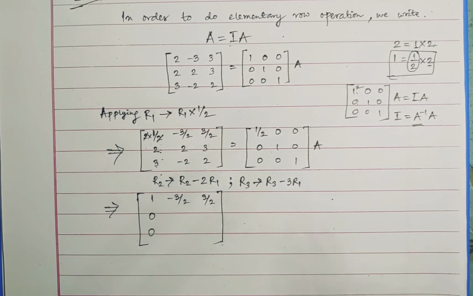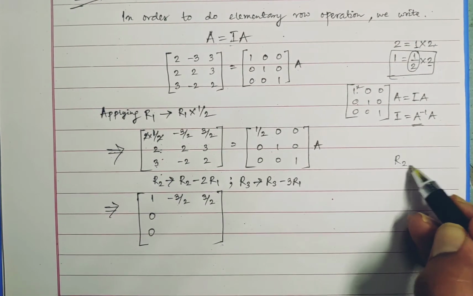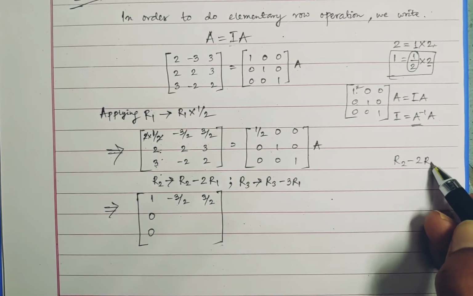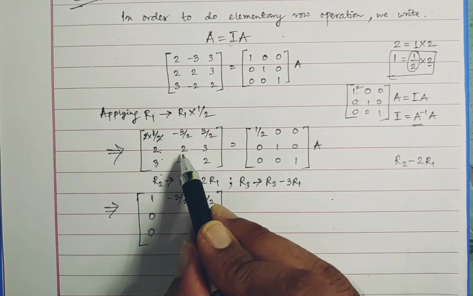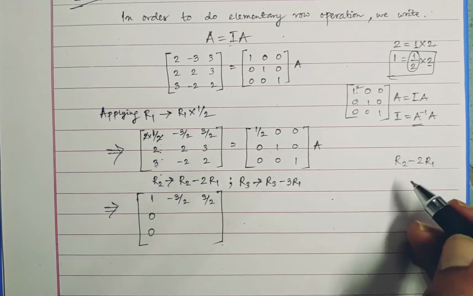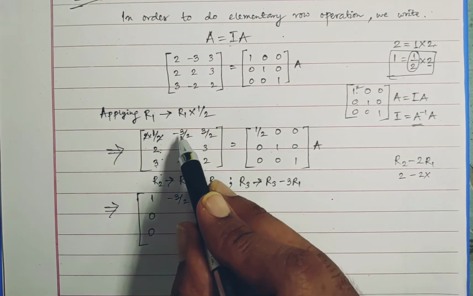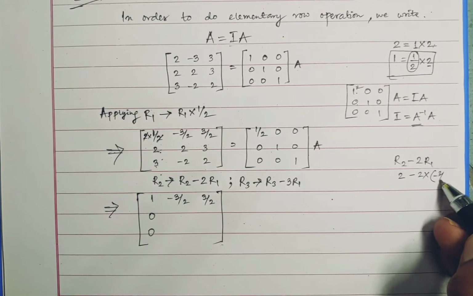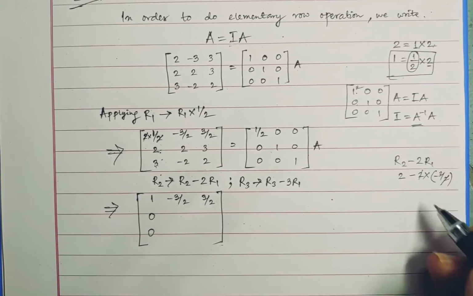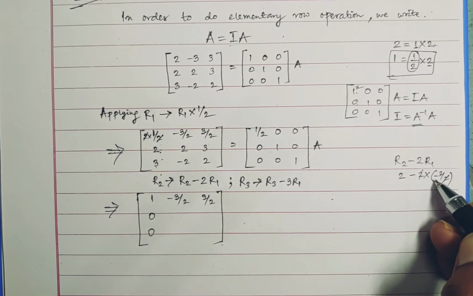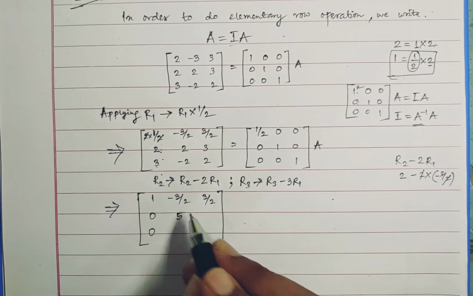So for simplification, let's write the operation like this. R2 minus 2R1. This element is done. Now R2 is what? 2. So right here 2 minus 2 into, what is the corresponding element of 2? Minus 3 by 2. So it is minus 3 by 2. So 2 gets cancelled. Minus minus becomes plus. So it is 2 plus 3, which is 5.